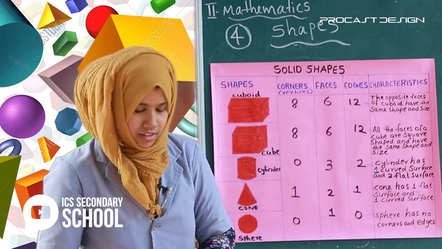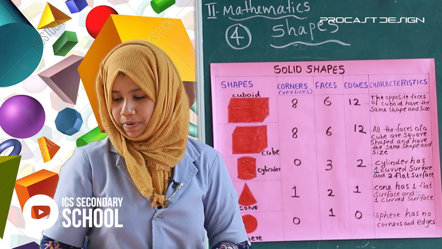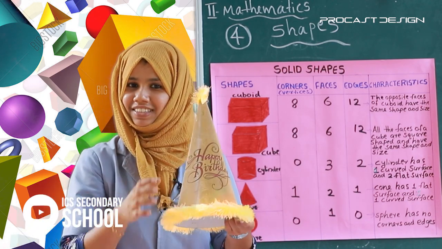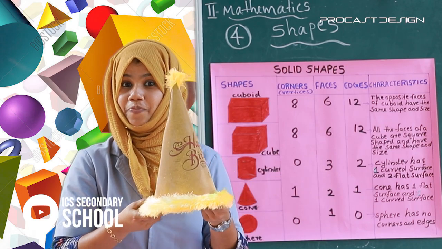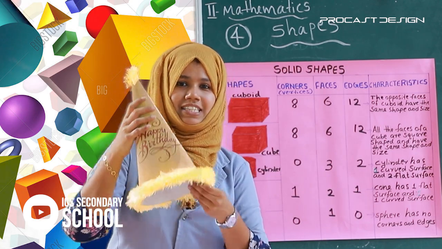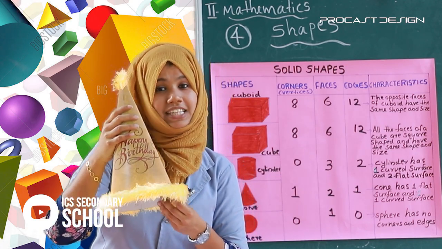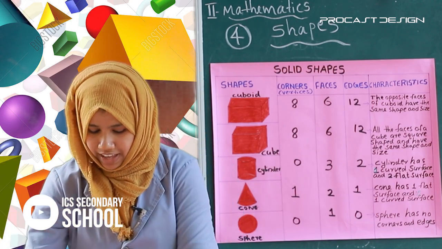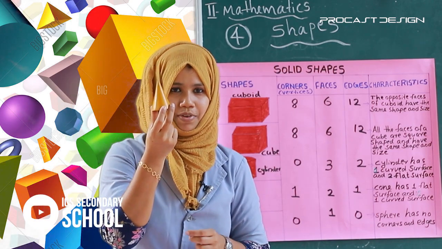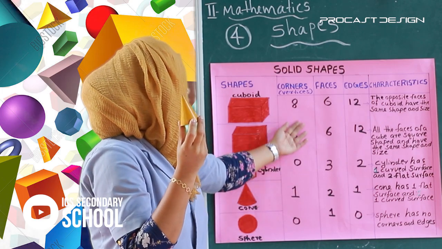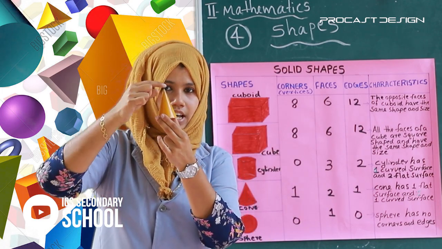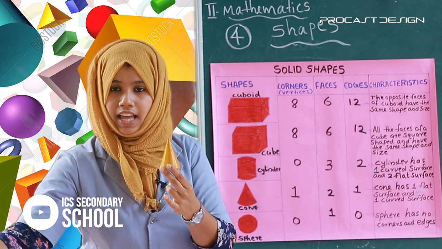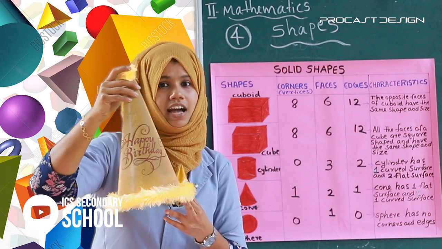Okay. The next one is cone shaped. I have something in my hand. What is this? Yes, it's a birthday hat. What is the shape? Yes, this is cone shape. I have another one. This is a cone shape. And what is the speciality? How many corners are there? In a cone, there is one corner, and this is the corner. And in the hat, this is the corner.